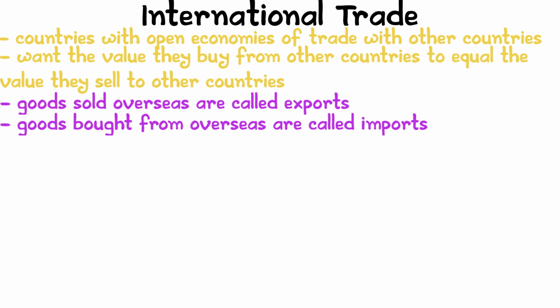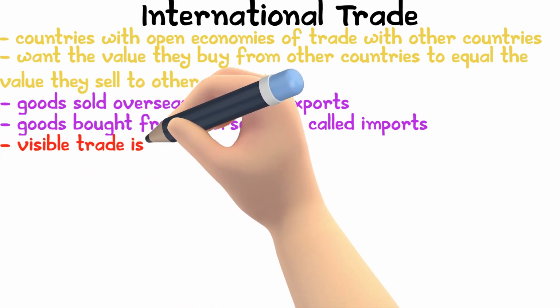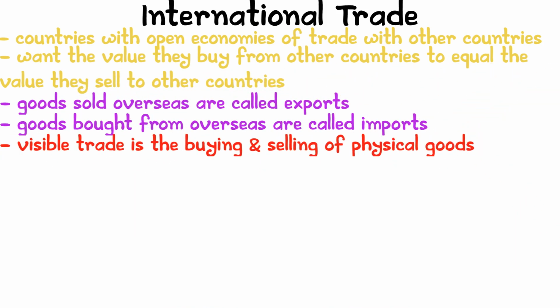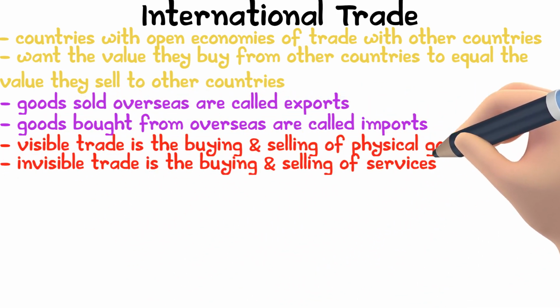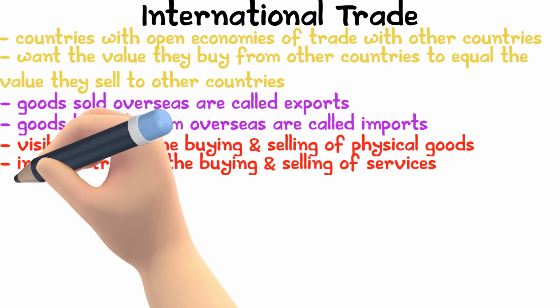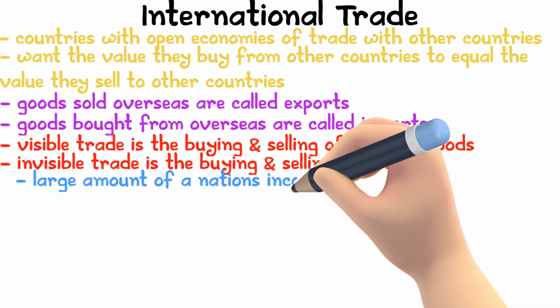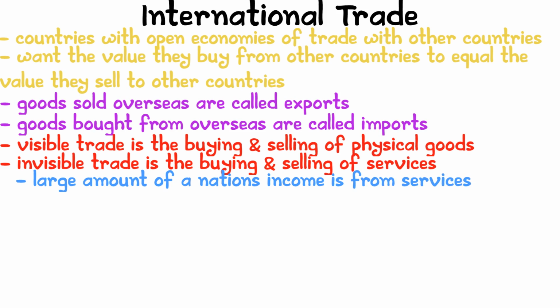Visible and invisible trade. Visible trade is the buying and selling of physical goods, for example, the sale of tea, coffee, or sugar. Invisible trade is the buying and selling of services like tourism or transport. A large amount of a nation's income is now shaped to be from services.